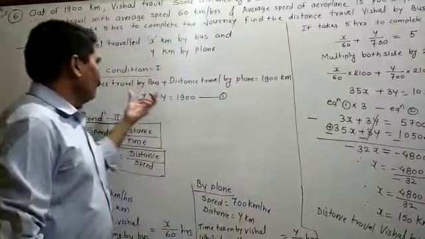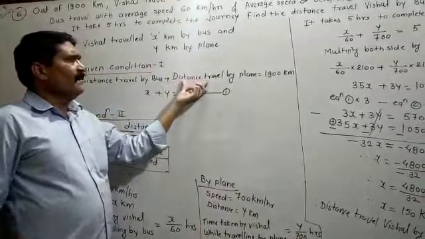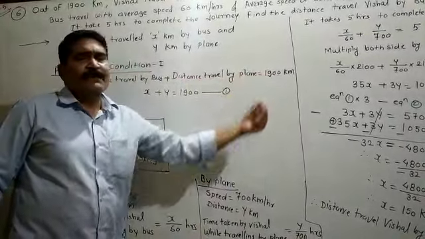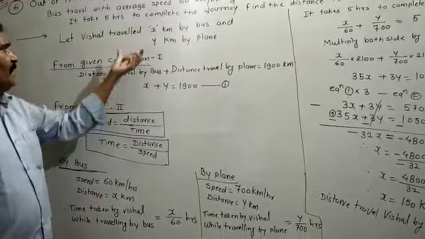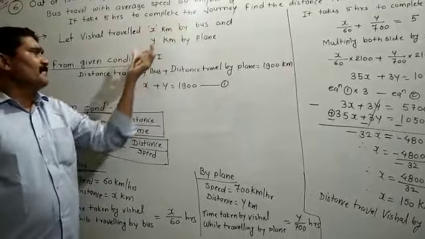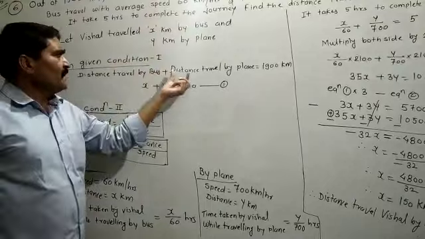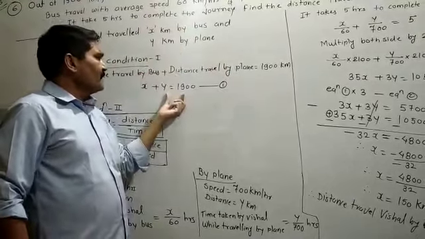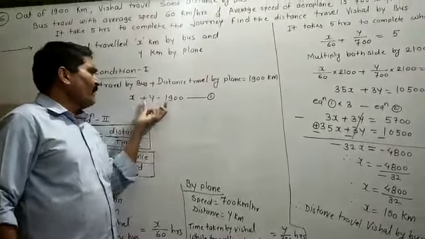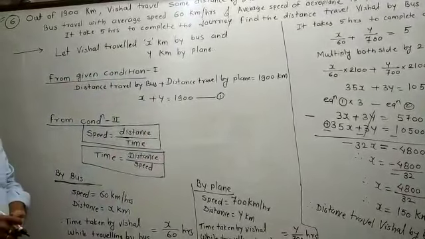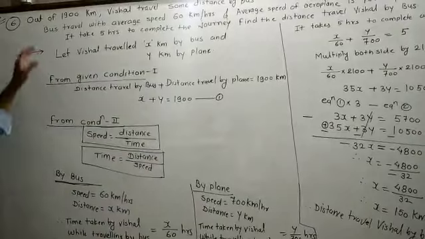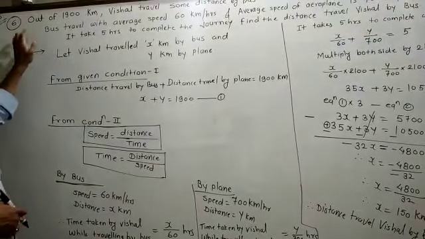Means distance traveled by Vishal by bus and distance traveled by Vishal by plane is equal to total distance 1900 kilometers. Means distance traveled x kilometers by bus, x, plus distance traveled by plane y kilometers, and total distance both traveled is 1900. This is the first condition. Then you have to come to the second condition. The second condition will start with this.